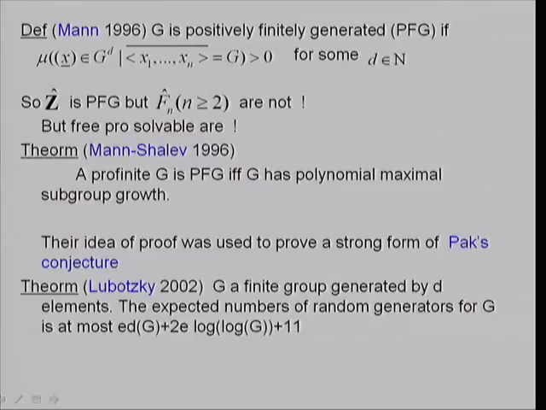Can you repeat what the expected number means? Like, how much time it will take you on the average? You pick random element and you stop when you get a set of generators. So, and you can imagine that for kind of random algorithms, this is a very natural problem.